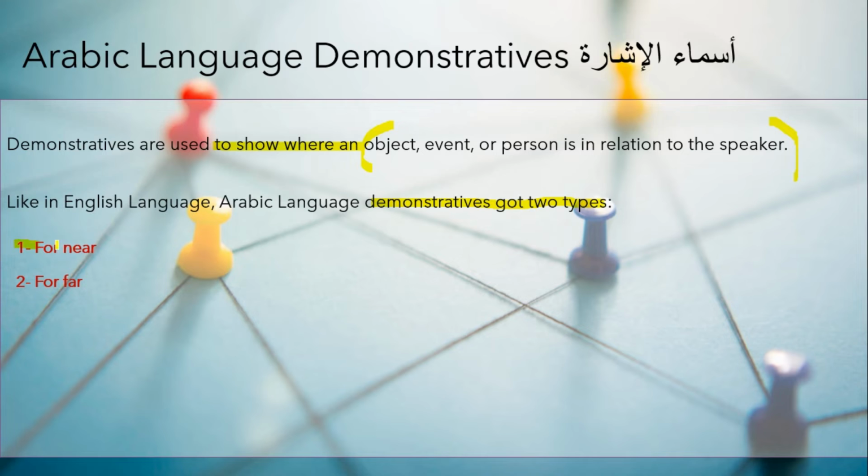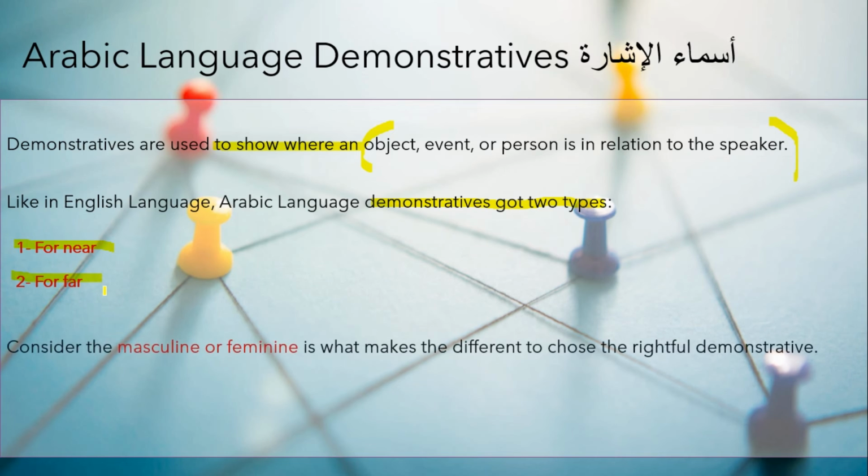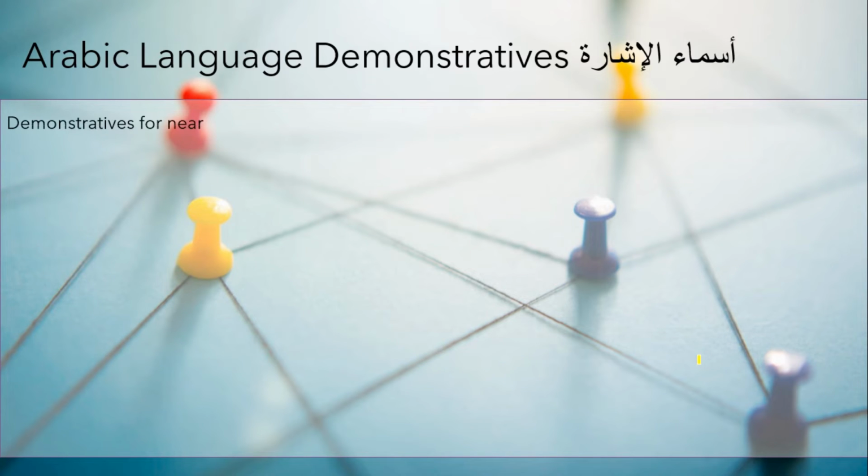If we are talking about someone who is in relation to me, but he is far away from me, or he is near to me, considering again masculine and feminine. Masculine and feminine is what makes the difference in choosing the rightful demonstrative. So let's go to the near first, and then we're going to the far ones. Near means here. In Arabic we say huna, here. So: هذا, هذه, هذان, هاتان, هؤلاء.